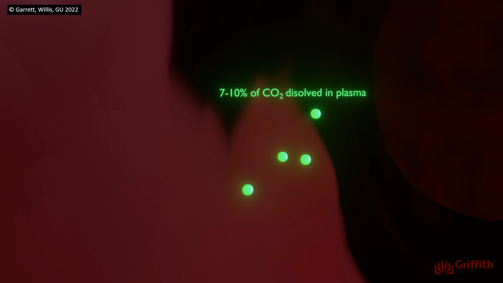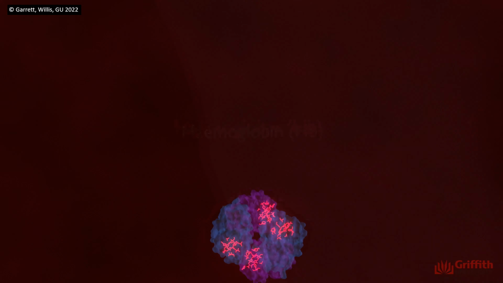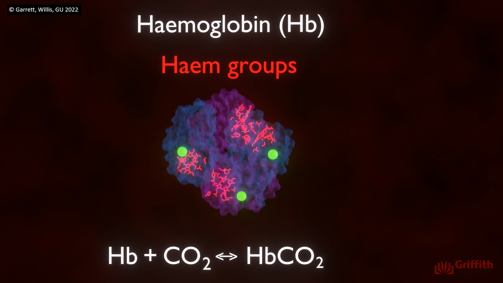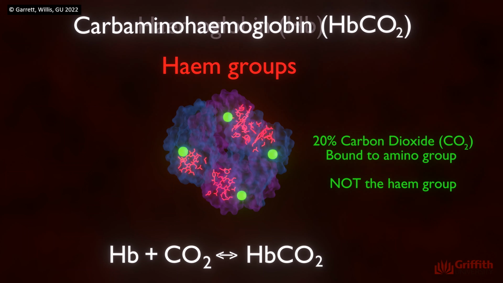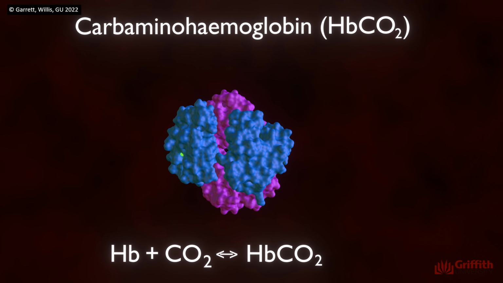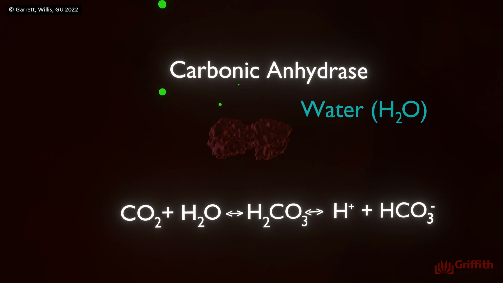Carbon dioxide is approximately 20 times more soluble than oxygen, and therefore 7 to 10% of carbon dioxide is transported by the blood dissolved in plasma. Approximately 90% of carbon dioxide enters the red blood cell. Of that, 20% binds directly to hemoglobin, which is now called carbaminohemoglobin. The carbon dioxide is not competing with oxygen, since the carbon dioxide binds to the amino acids of the globin protein rather than to the heme molecules. The other 70% of carbon dioxide in the red blood cell is converted to bicarbonate ions.